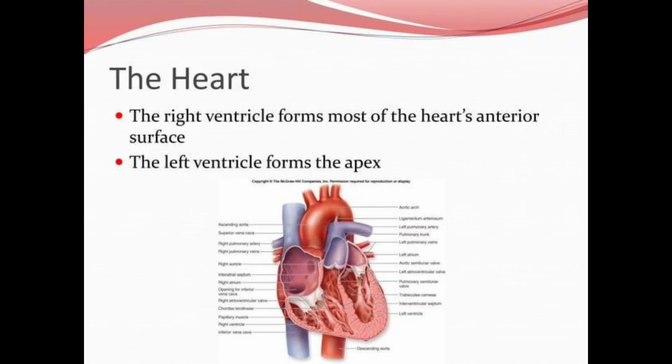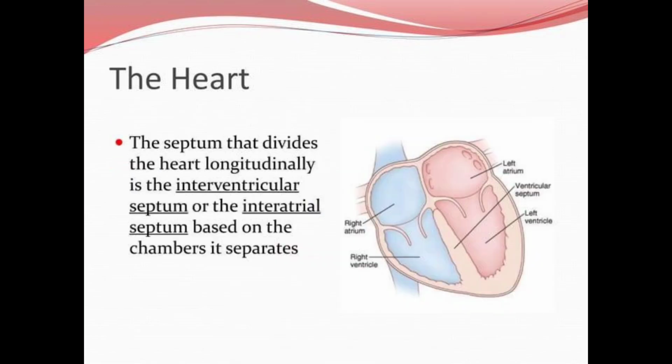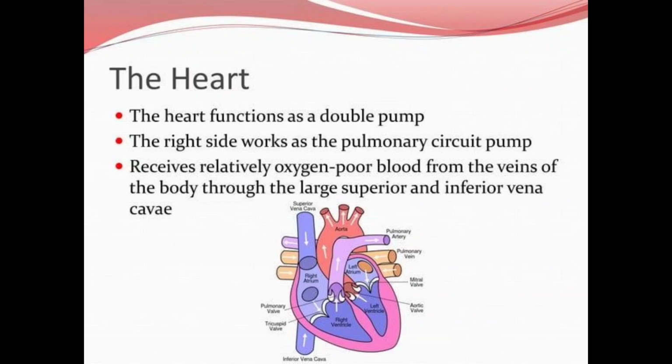The right ventricle forms most of the heart's anterior surface. The left ventricle forms the apex of the heart, and the septum divides the heart longitudinally into the interventricular septum and the atrial septum based on the chamber it separates। तो यहाँ से chambers separate हो जाते हैं, right and left ventricles and superior and inferior portions, that is the ventricle and atrial, between these are present septums. So these are the septums present.